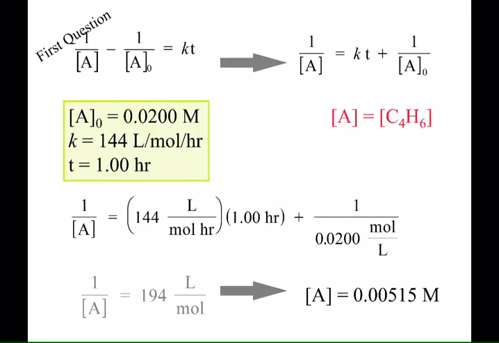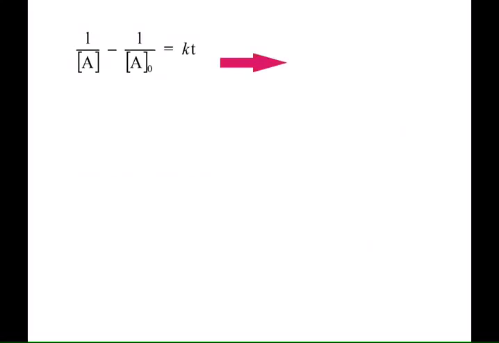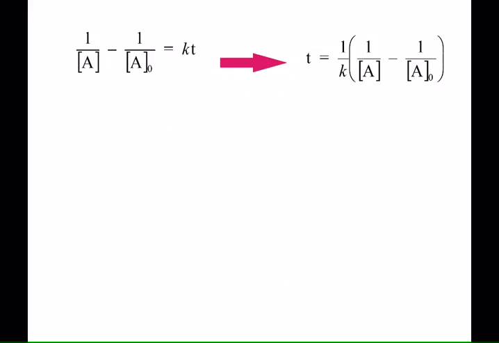Well, let's work the second one. We don't have a second equation to use. But in this case, we were given the molar concentration of interest and asked to find time. So we basically want to get time by itself, so we can rearrange this, and it looks like this. Time by itself is equal to 1 over K times the quantity, the inverse of A minus the inverse of A0.